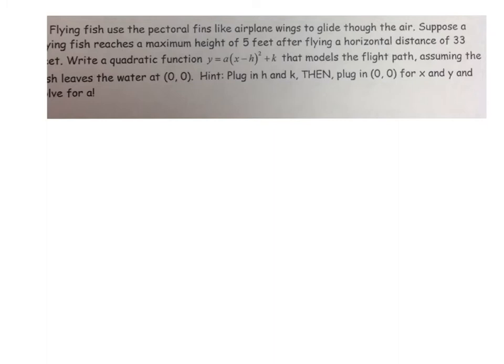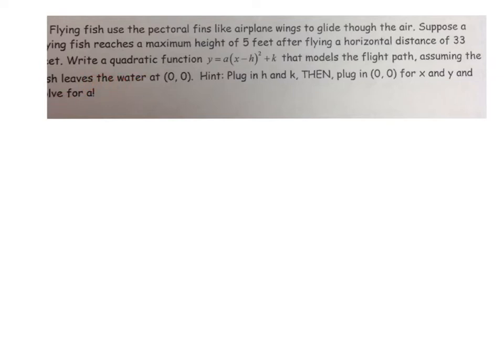Everyone should have gotten a worksheet of 7 word problems, and this is number 6, underneath where it says challenge thinking ahead. This was given to you as homework to work in class and to look at overnight. So I'm missing some letters over here. This says flying fish, this says feet, this says the fish leaves the water, and this says solve for A.